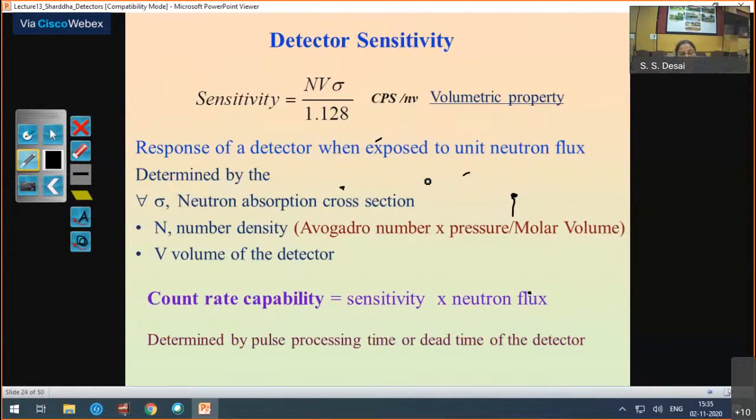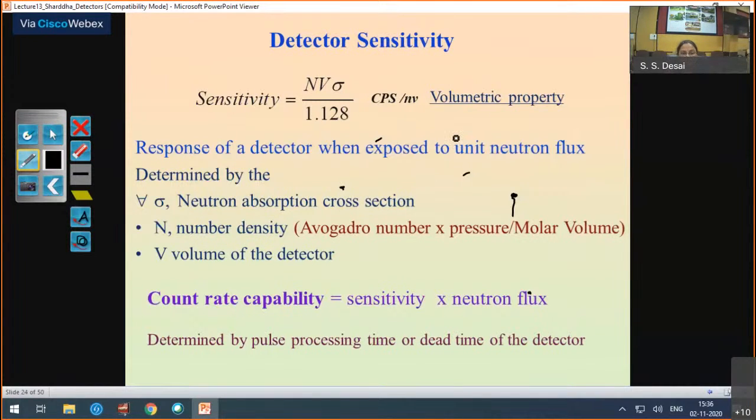Okay. So now you have seen how the structure and operation of the detector take place. Now we come to the properties of detectors. The first property of the detector is detector sensitivity. It means we have made a detector of certain dimensions, filled with gas at a certain pressure. Now when we keep it in an ocean of neutrons, a unit neutron flux, how many pulses will it give?